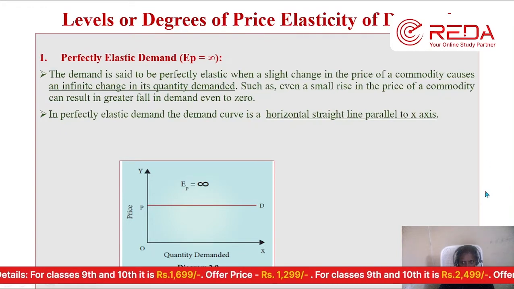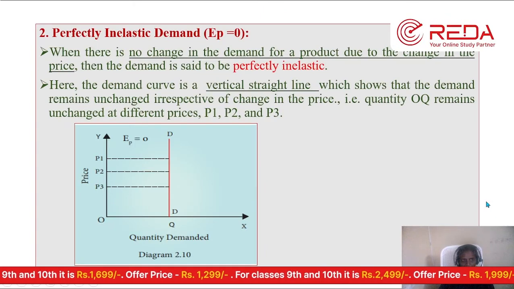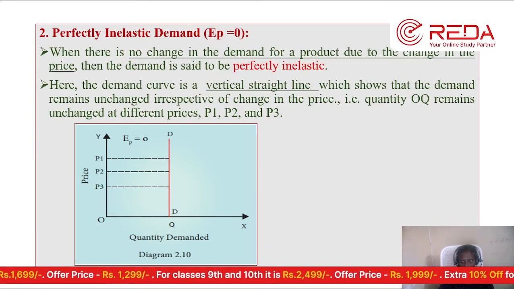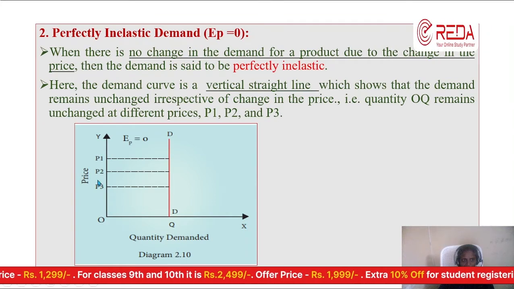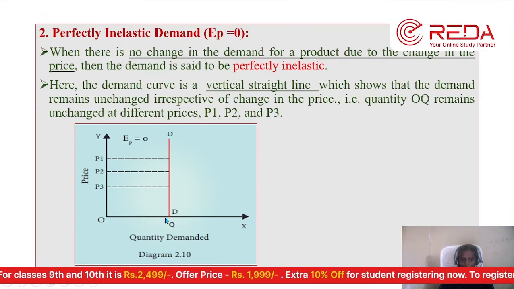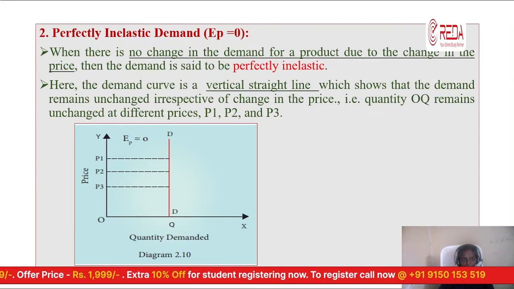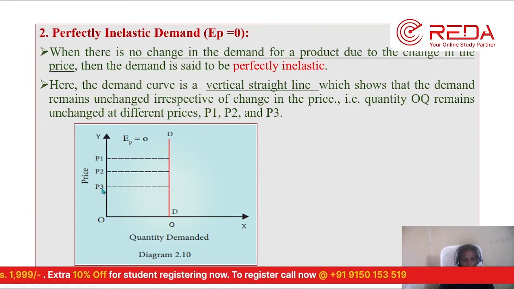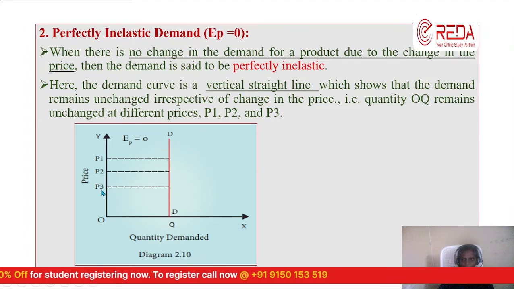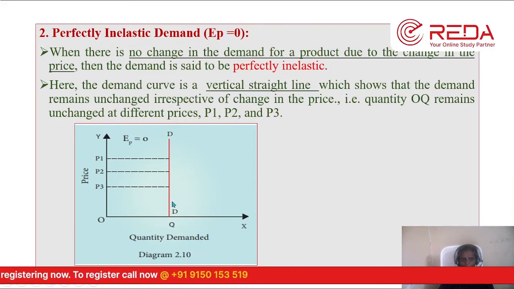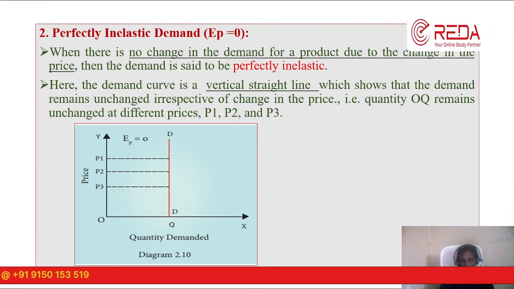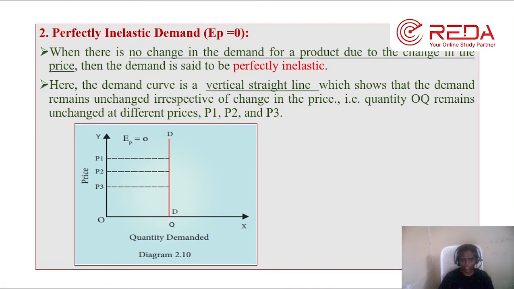Now we are going to see the second situation, perfectly inelastic demand. Though the price level increases, decreases or remains constant, the demand will never change at all. There is no change in the demand for a product due to changes in the price level of a commodity. For example, take the price of woolen clothes during summer. During summer we prefer only cotton clothes, we don't prefer woolen clothes.